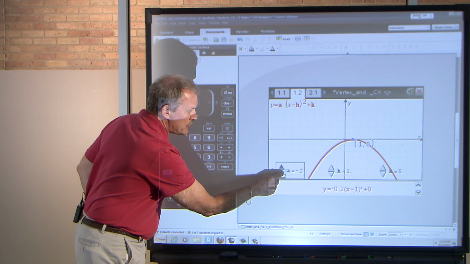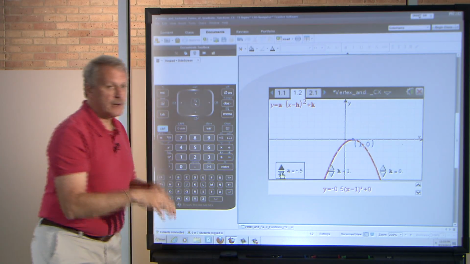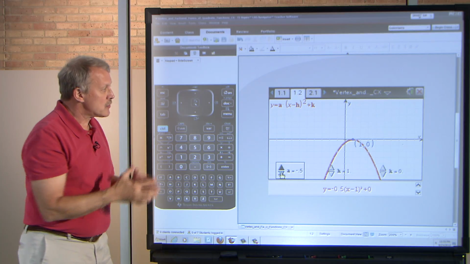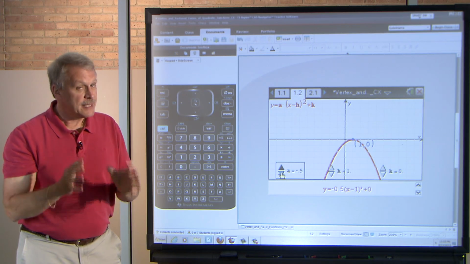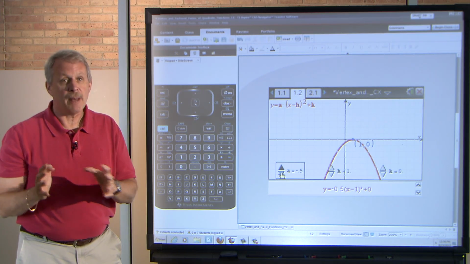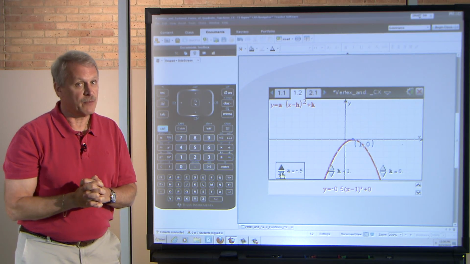But for negative values, you can see that the curve now opens downwards, and as the absolute value of A gets larger, the graph gets narrower. And these 3 parameters are now being investigated all singly in the same period, and we've not been able to do that easily by hand before.